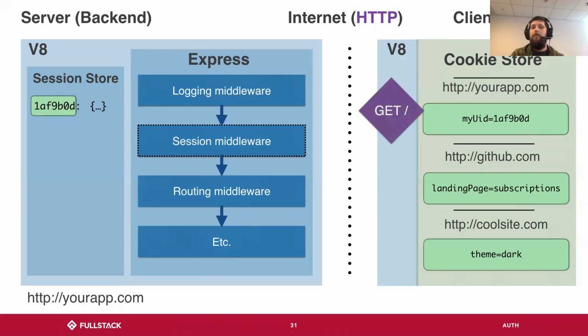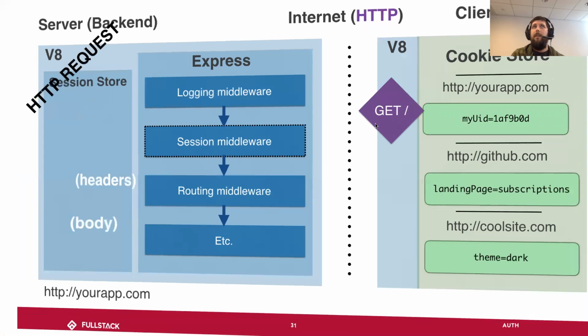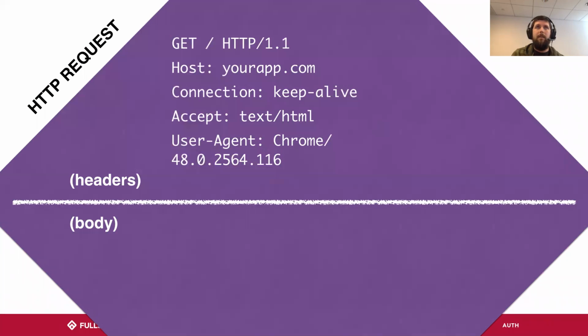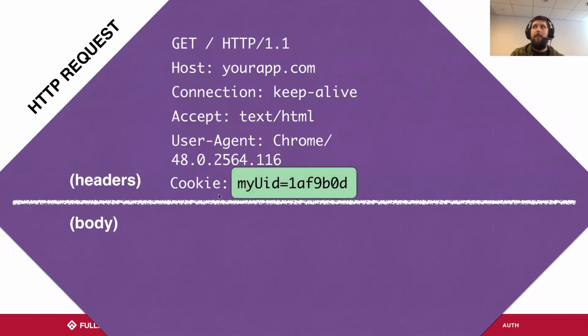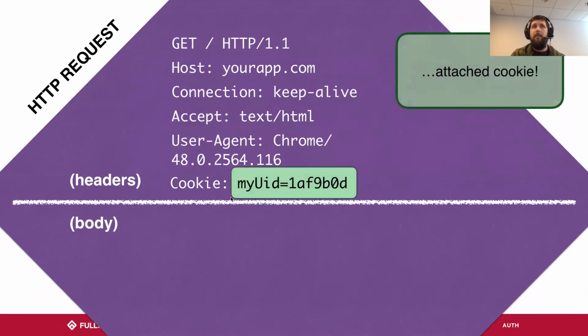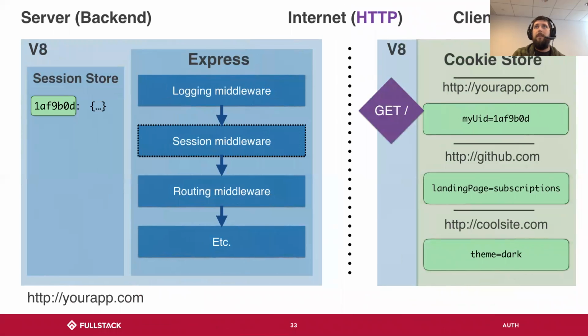So now the next time we make a request to http://yourapp.com, here's our request again. This time, because we've got a cookie associated with yourapp.com, we'll include this cookie header. And this happens automatically. This isn't something that you need to do yourself. We'll include this attached cookie here with myUID equals 1AF9B0D. So that GET request will go containing our cookie.